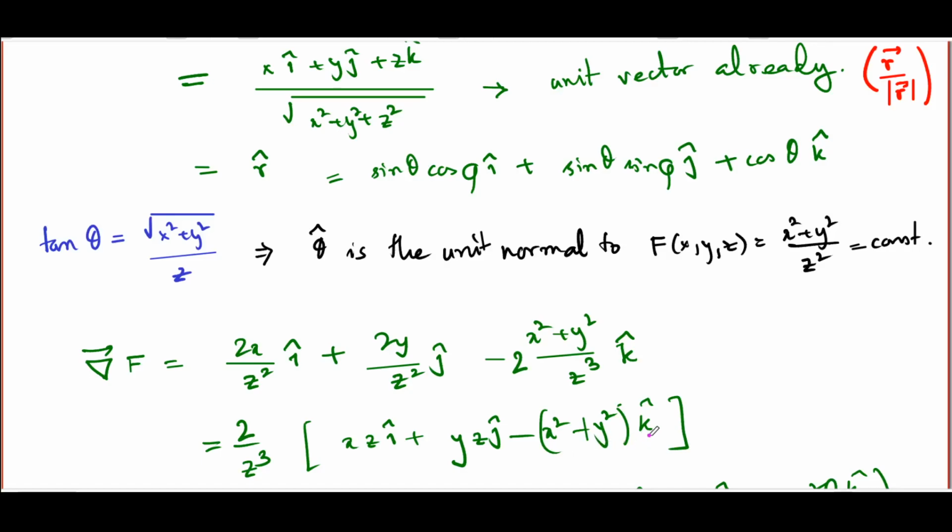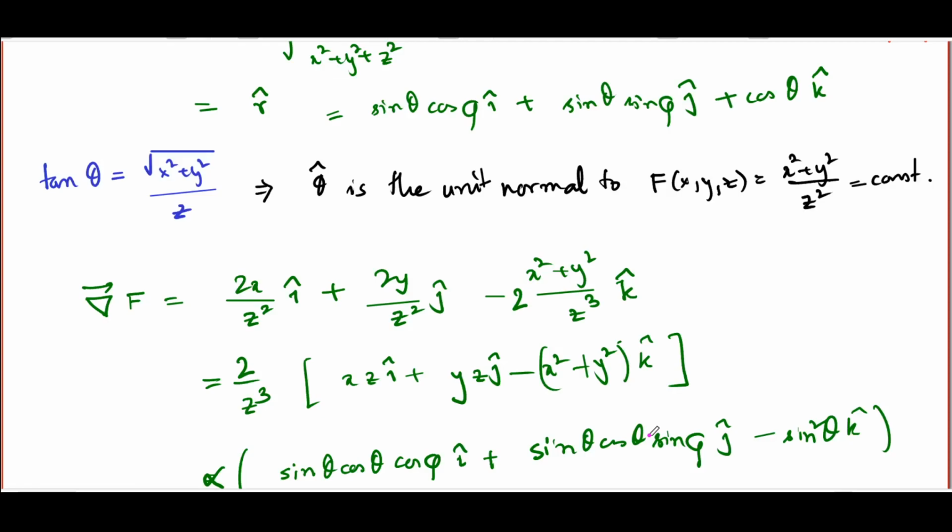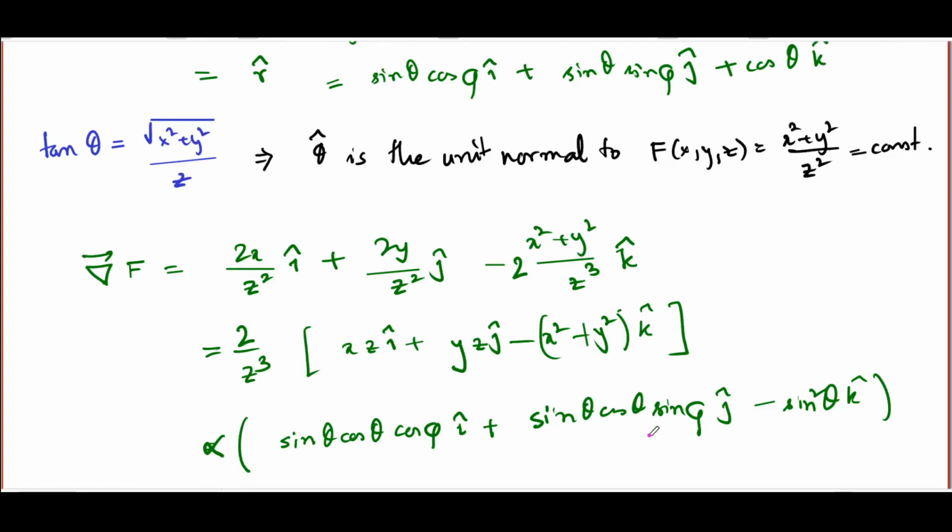Note that ultimately I'm going to look for the unit vector, so it's the direction which really matters. An overall factor of 2 by z cube would cancel anyway when we were to divide by the norm of grad f. So we can just forget about 2 by z cube, in fact also about an r square factor which each of these terms have, and say grad f is proportional to sin theta cos phi coming from x times z. Remember, x is r sin theta cos phi and z is r cos theta. I've dropped the r square because it's again a common factor in all three terms. Plus yz gives you sin theta sin phi times cosine theta. And x square plus y square, of course, is sin square theta.